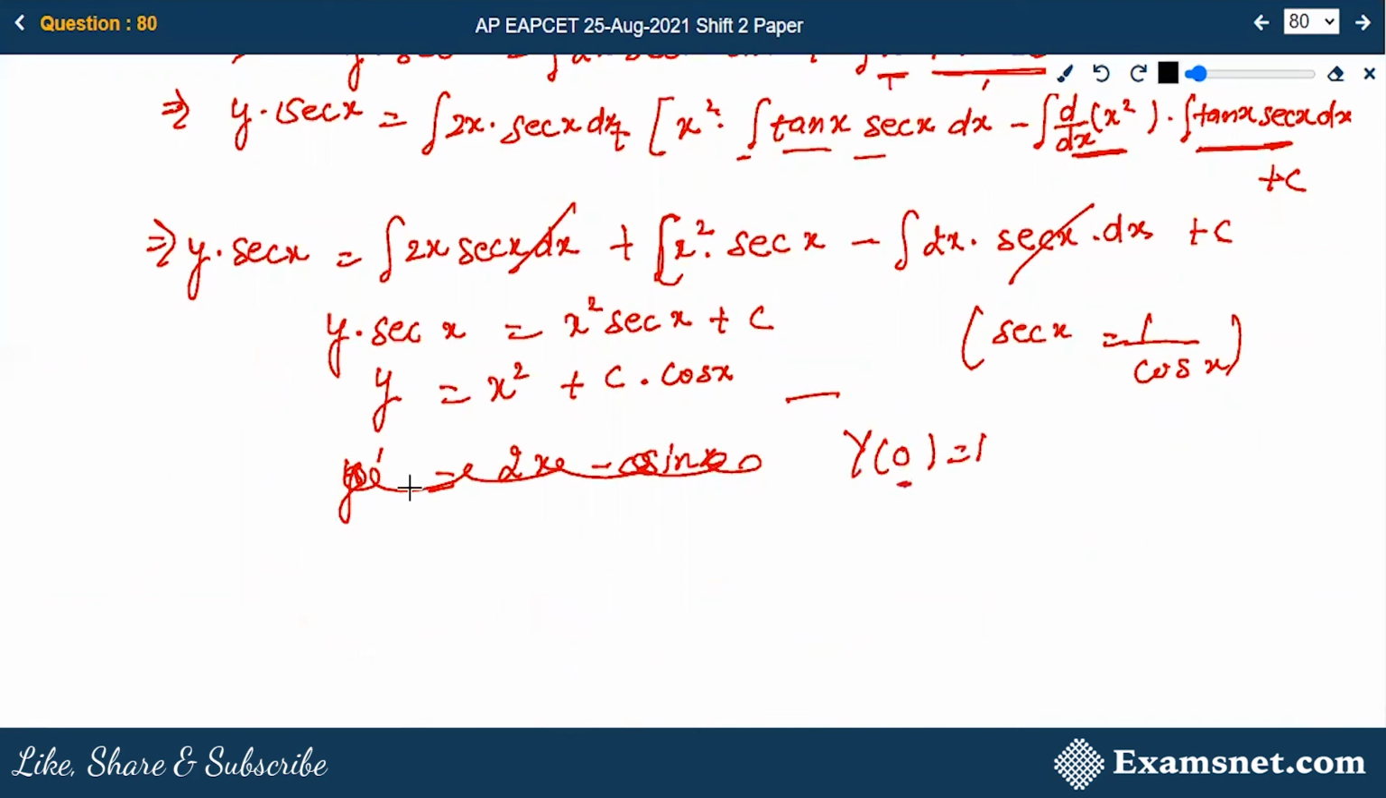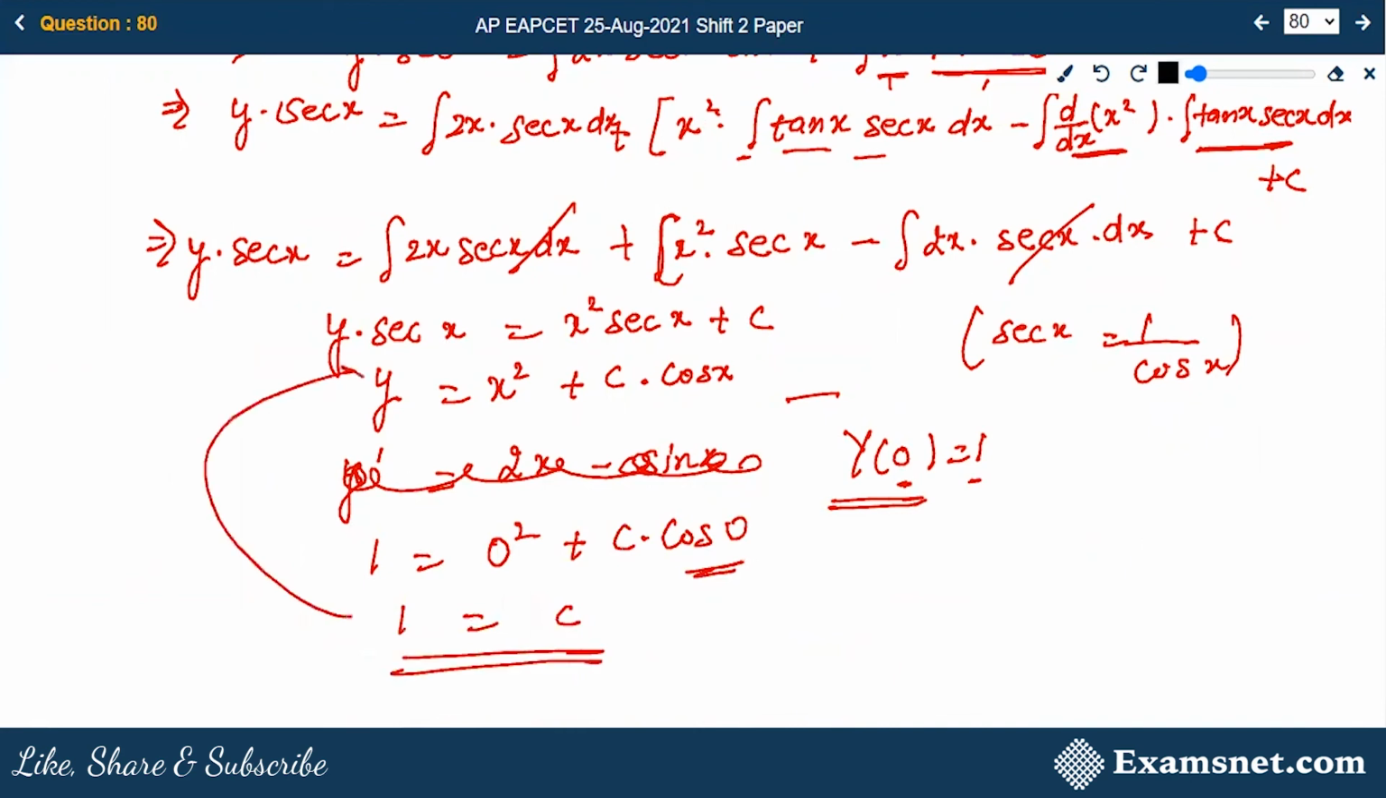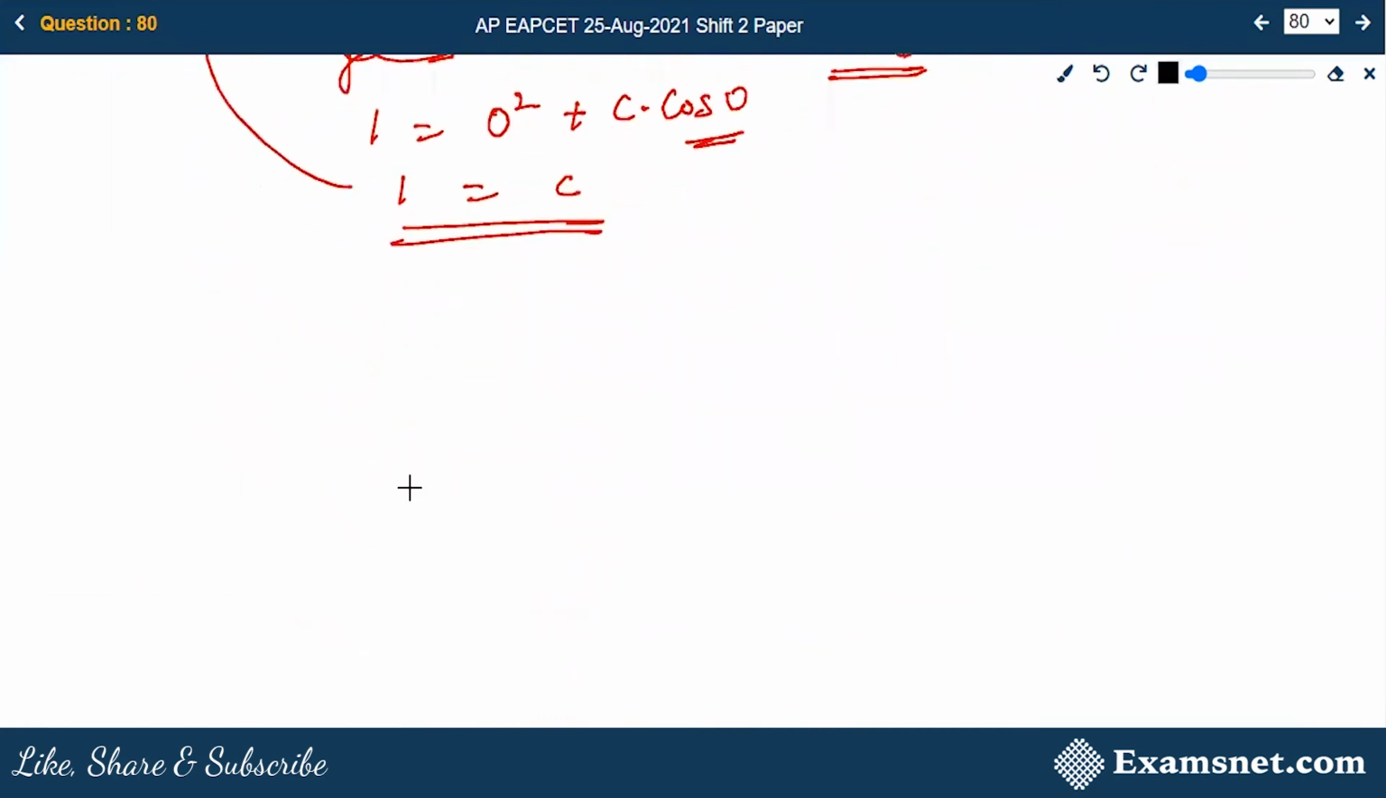That means when you put x is equal to 0, y will evaluate to be 1. So over here, y will be 1, then I'll put x is equal to 0: c into cos 0. So 1 is equal to c, since cos 0 is 1. So c comes out to be 1. I will fill this c in this equation. So my equation will become y is equal to x square plus cos x. Now I'll be differentiating it. Y dash will be 2x minus sin x.